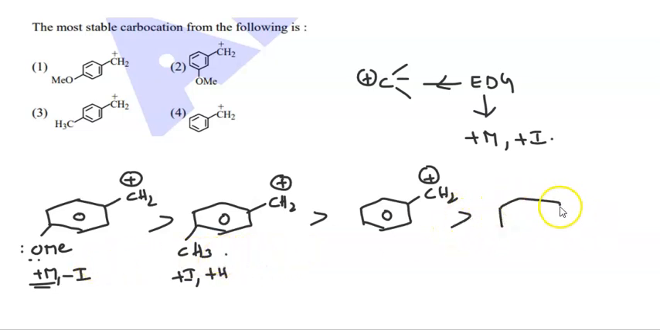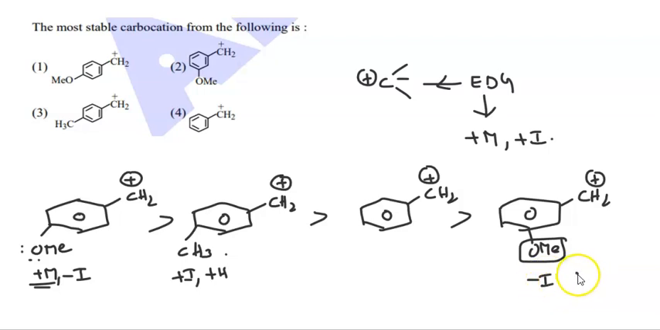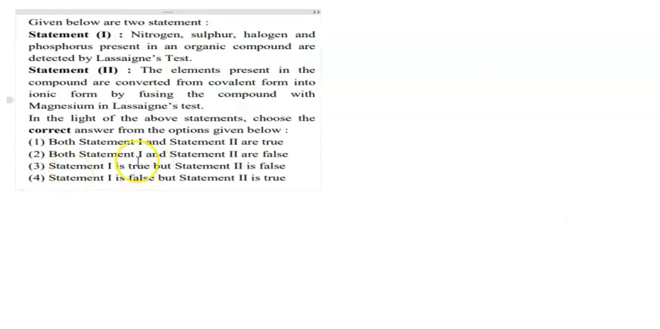And the last one, benzyl carbocation, CH2 plus, which has an OMe group at the meta position. With respect to this CH2 plus, OMe is at the meta position, that's why it cannot exhibit any resonance. So plus M effect is not operated here, only minus I effect is operated, which gives the less stable carbocation. So the most stable carbocation is option 1.